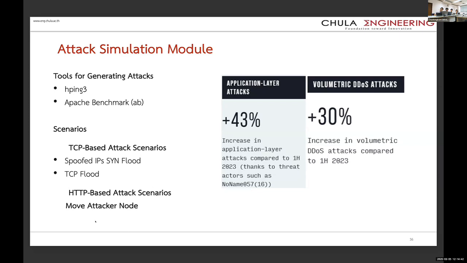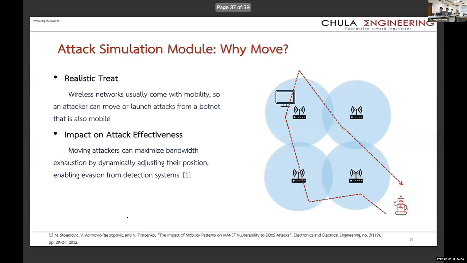And we have features added from the network emulator module, so that it can move stations. This is one of the strategies of the attacker side. So why do we need to move? Because in a realistic situation, all the attacker devices can move, like botnets and IoT devices, or in the future all devices will be moving. And we have some papers showing that moving patterns can improve the effectiveness of the attack. And another important thing is that we can evade the detection system.